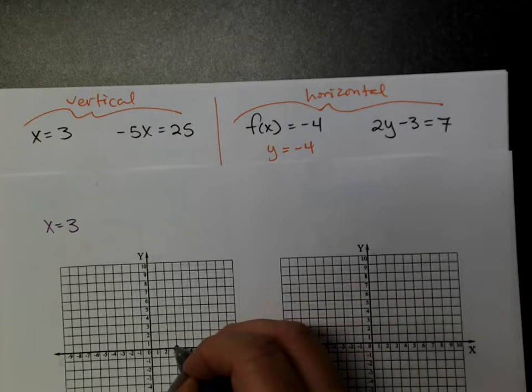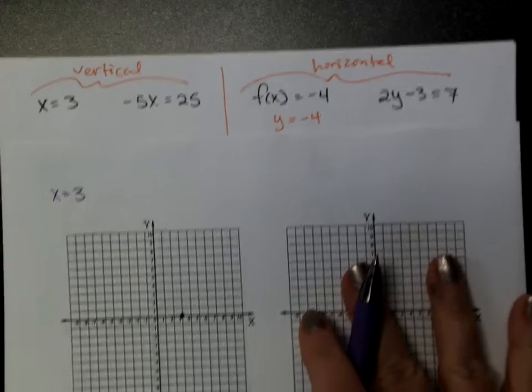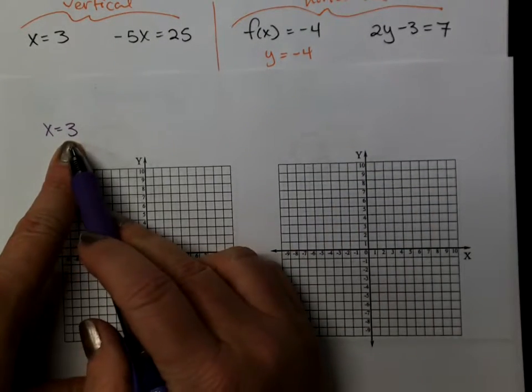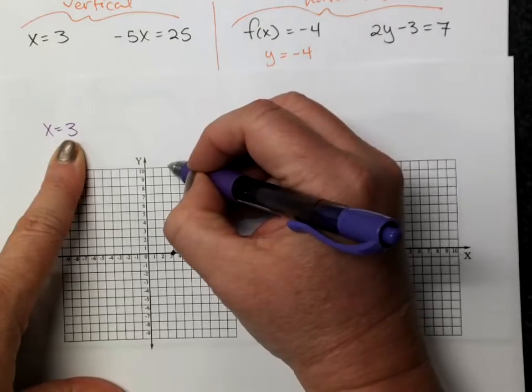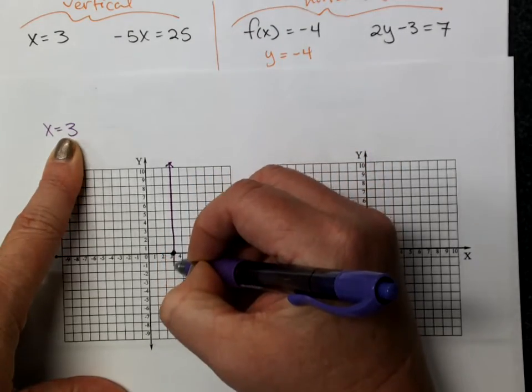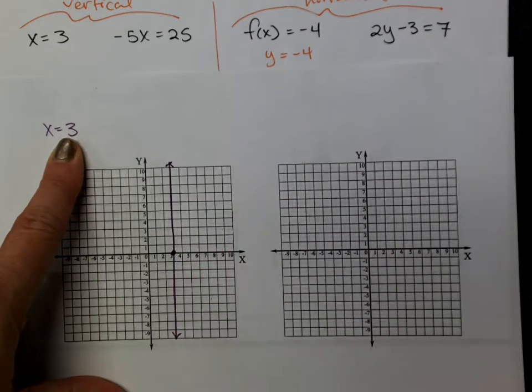There's infinite points, but to graph a vertical line, I only need one of them. Put that right there. That is your x-intercept, x equals 3, but it also means x equals 3 no matter what y is. So now I just draw a vertical line through x equals 3.